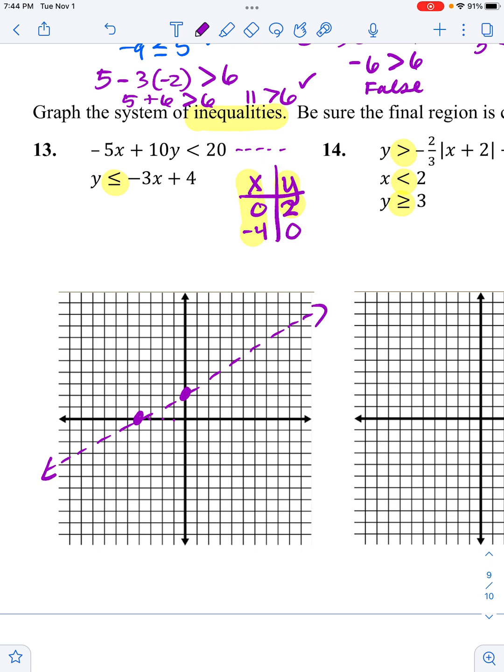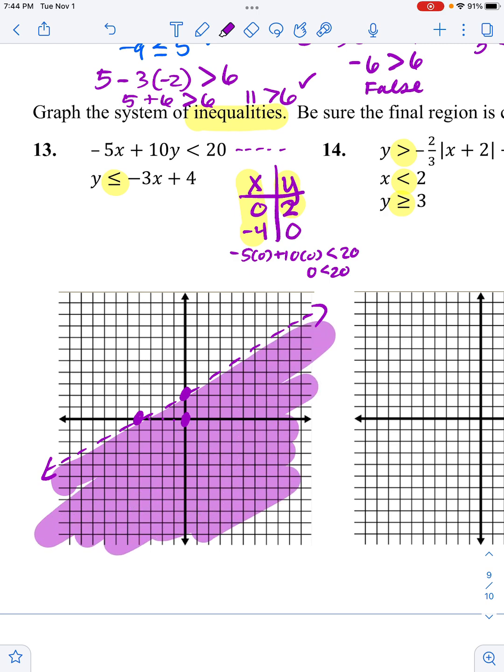And then I'm going to test 0, 0. I'm trying to decide, should I shade the side with 0, 0 or not? So I go to that equation, I put a 0 in for x and a 0 in for y. That would turn into 0 being less than 20, which is true. And since that's true, then yes, I do shade the side that has the 0, 0 in it. That's this guy.